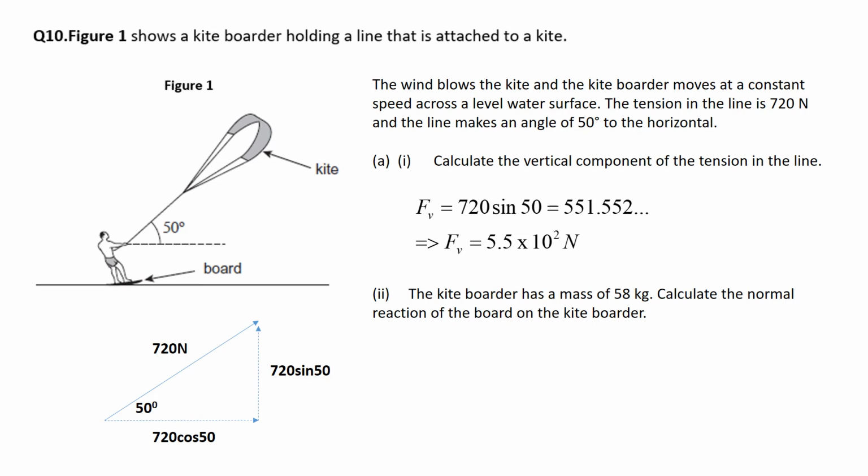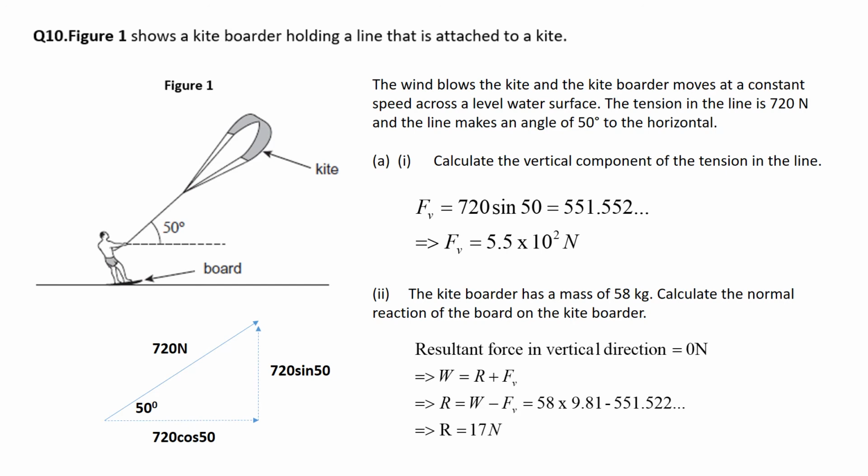The next question, a kiteboarder has a mass of 58 kilograms. Calculate the normal reaction of the board on the kiteboarder, so the normal contact force. So first thing is, this person is traveling at constant speed, and they're traveling horizontally. So what I've done is I've used the fact the resultant force in the vertical direction is 0. So that's the starting point here.